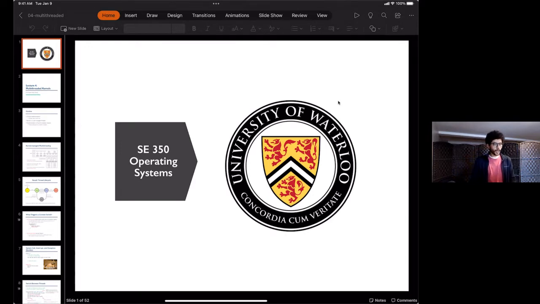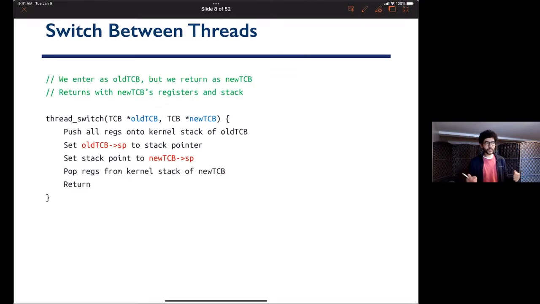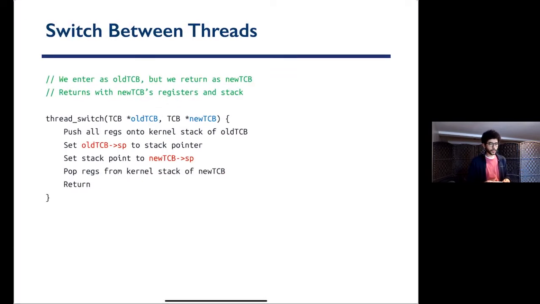Okay, so today we're going to just continue what we were talking about on multi-threaded kernels. In the previous lecture we started talking about context switching between two threads. So let's start from there.